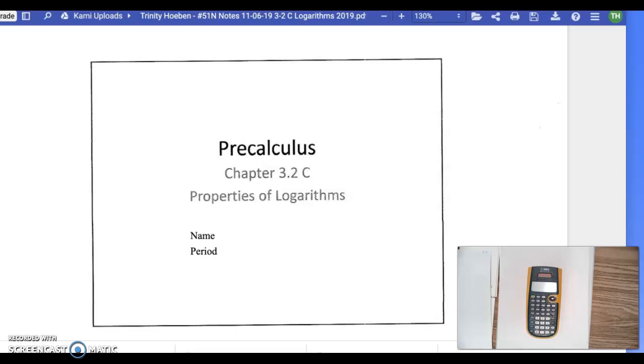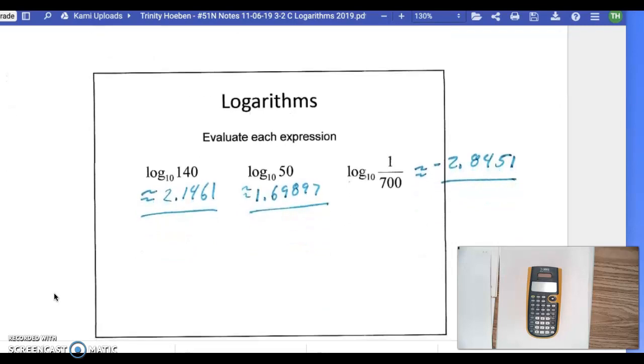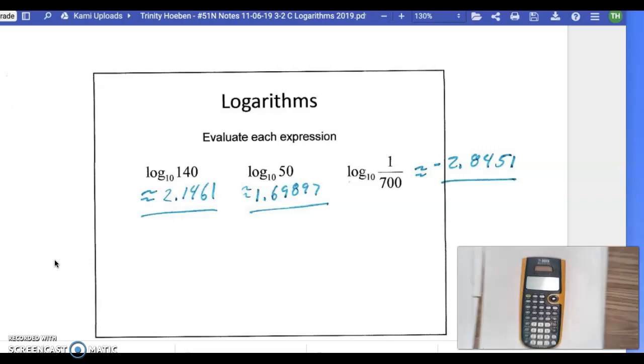Today we're going to look at the pre-calculus notes for chapter 3.2, properties of logarithms. If you could write your name and what period you're in, that would be great. So today we're going to be looking at logarithms and evaluating them with a calculator. That's the main reason I have a calculator here.